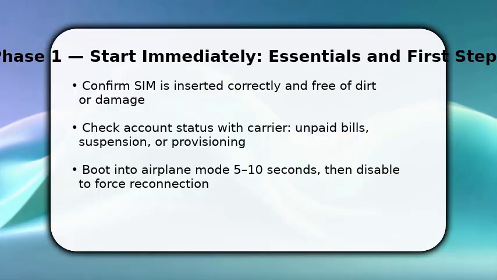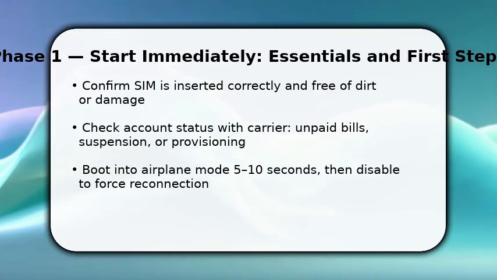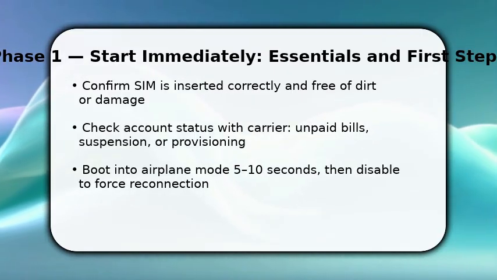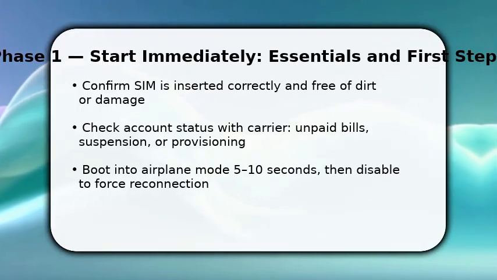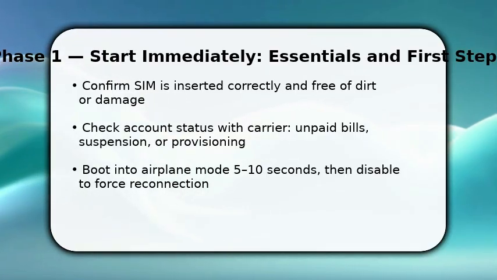Enjoy the video. You begin by confirming the SIM and account because many problems are simple. Remove and reseat the SIM tray, wipe contacts gently, then reinsert. Once done, check your carrier account for suspensions or unpaid balances that block service.